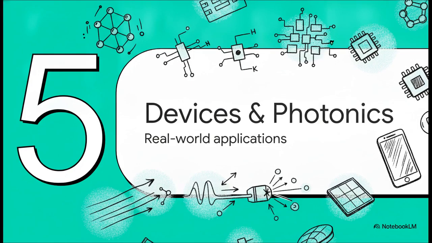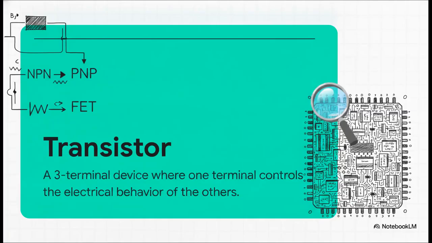Finally, Section 5, Devices and Photonics. Let's look at the real-world applications. The transistor is, without a doubt, arguably the most important macro invention built from this micro vocabulary. Whether you're dealing with a field effect or a bipolar junction transistor, it's essentially a three-terminal device. You apply a tiny little signal to one terminal, and it controls a massive flow of electricity between the other two. It is the ultimate electronic valve, and literally billions of them are sitting on the chips inside the device you're watching this on right now.